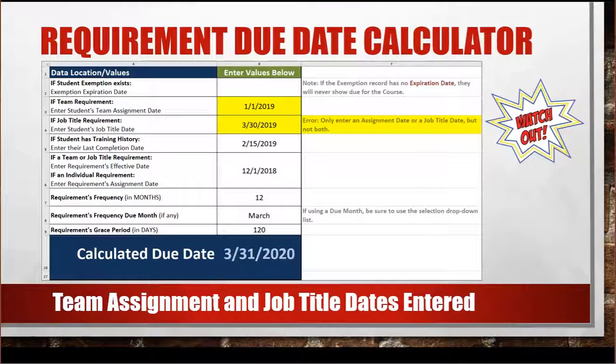The first thing to watch out for is to be sure that you're only entering in either a team assignment date, if it's a team requirement, or the student's job title date, if it's a job title requirement. If you enter a value in both fields, you'll see an error appear that's going to say only enter in one or the other, but not both.